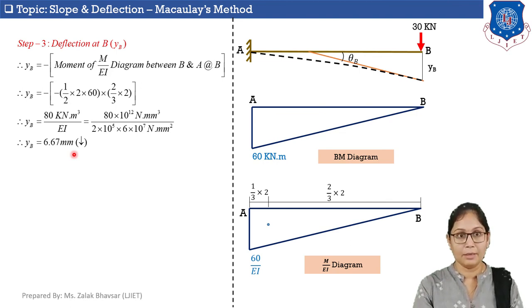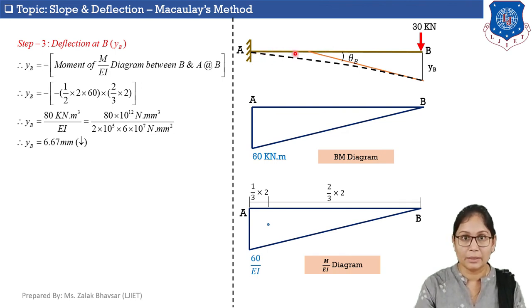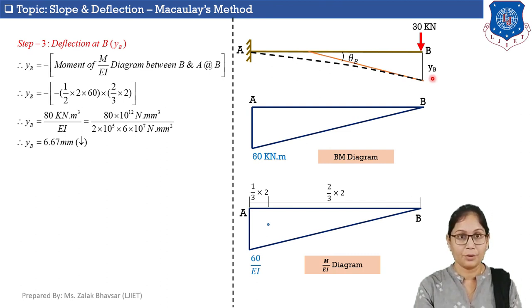The value of YB means deflection at point B is positive, so we can say that the deflection is in the downward direction. From this figure you can also see that because of this 30 kilonewton load, the cantilever beam will deflect like this, and at this point we are getting maximum deflection, which is YB. This is the end of this session. Thank you.